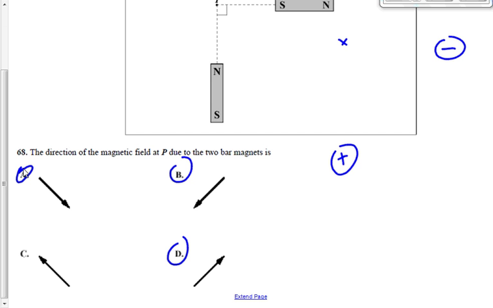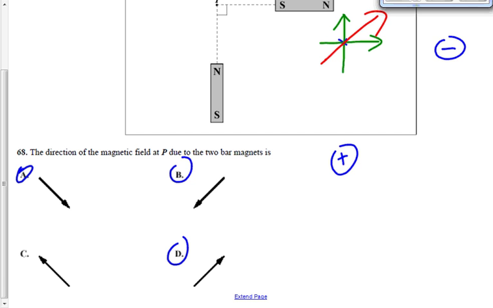Okay, in the end, what did we do? We said the electric field caused by the positive went like this. We said the electric field caused by the negative went like this, right? Away from the positive toward the negative. The net electric field would go like this in between them, right, Travis? So the electric field goes up and to the right. Let's take a look at the magnetic field here now caused by these 2 magnets and look at it in a similar way.